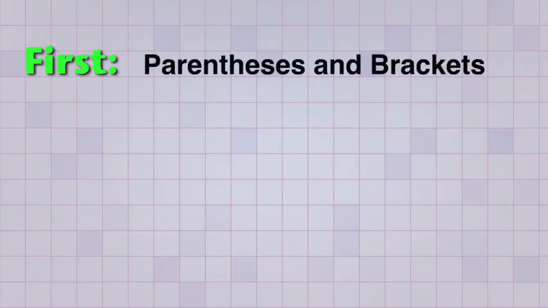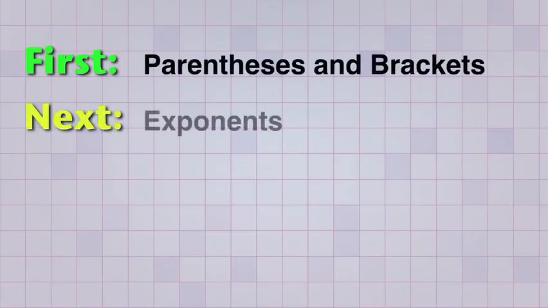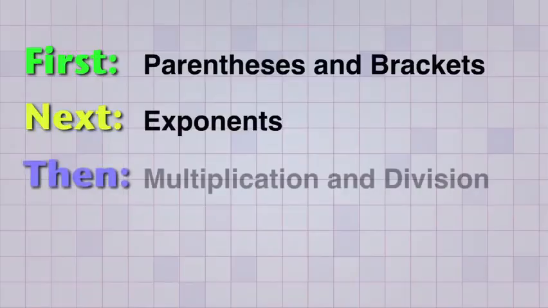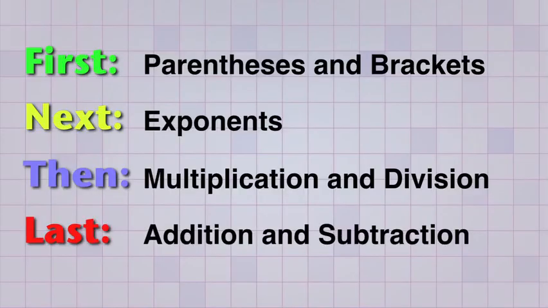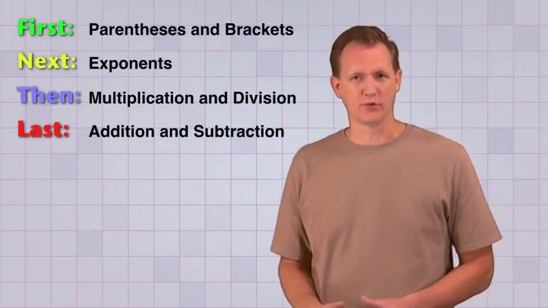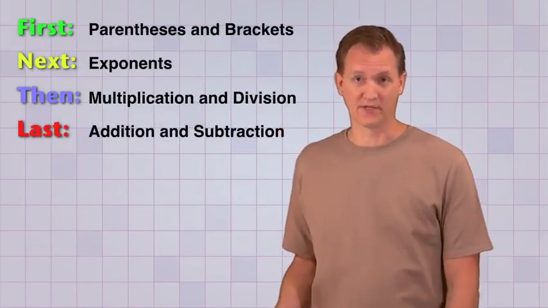There are basically 4 of them, and they go something like this. First, do operations in parentheses and brackets. Next, do exponents. Then, do multiplication and division. Last, do addition and subtraction. Let's take a closer look at each of these rules and see some examples where they help us.